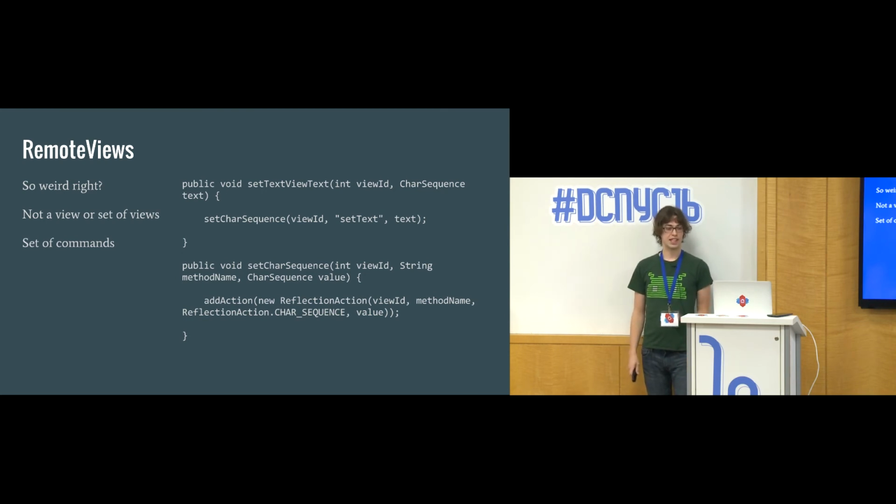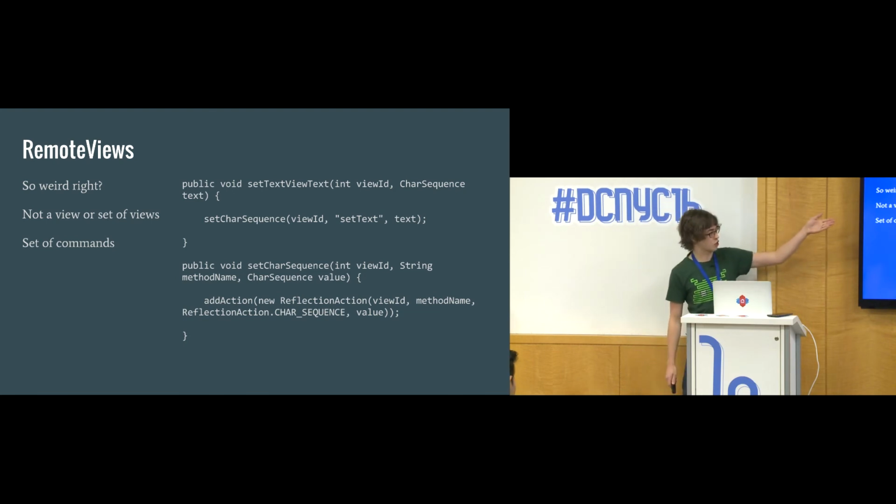So for something like set text view, you can see set text view is a wrapper for set char sequence. Set char sequence is adding this action. And these are all reflection actions too. So I mean, not all, most of them are reflections. So that's also a performance problem.